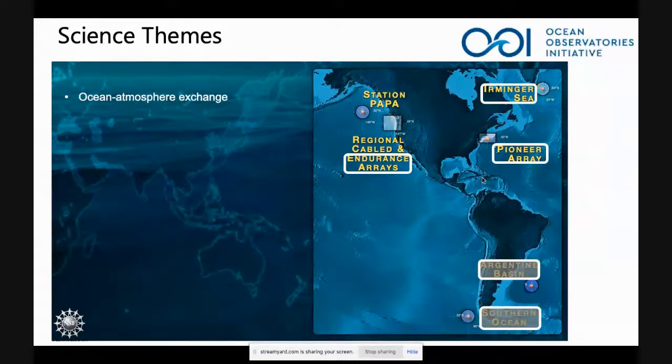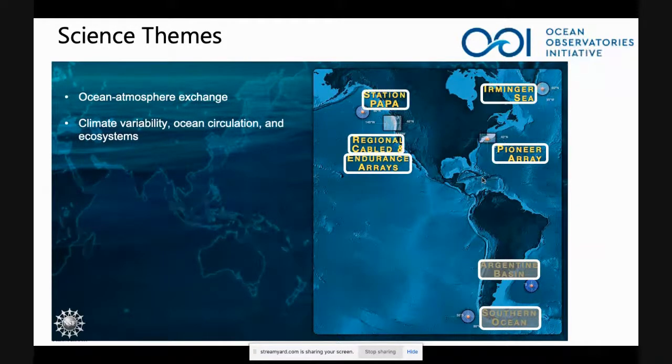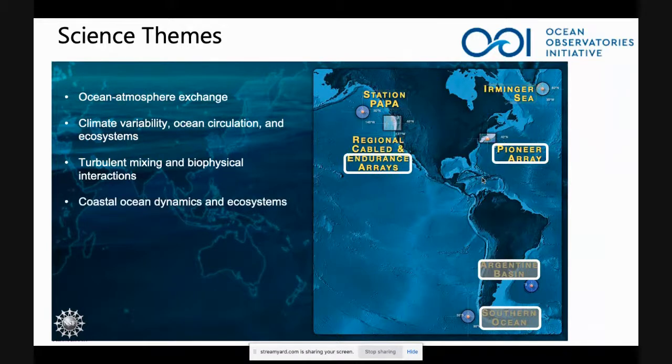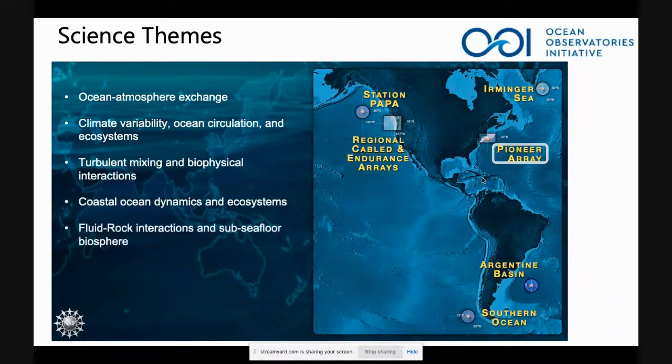But we have some early data, again, stemming back from 2014 when the arrays went online. So the overarching science themes are ocean atmosphere exchange, climate variability, ocean circulation, and ecosystems. And by the way, you're seeing highlighted the different parts of the array that correspond to each of the science themes as we go through this. Turbulent mixing and biophysical interactions, coastal ocean dynamics and ecosystems, fluid rock interactions and sub-seafloor biosphere, and plate scale geodynamics.